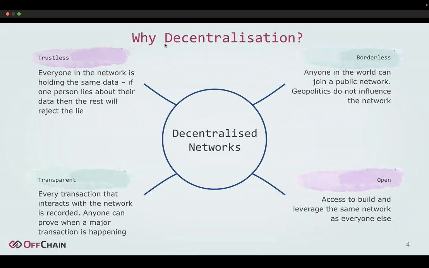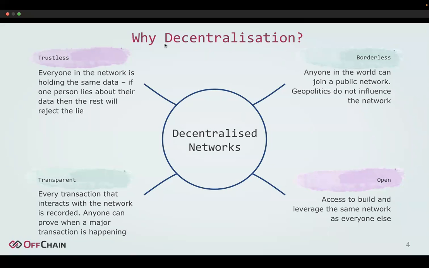Second is borderless. Because it's a network of node operators behind the blockchain, it's not confined to any specific country or geographic location. For instance, right now with the war happening in Ukraine and Russia, if you are trusting a centralized data provider and they have a data center in Ukraine, then you will experience problems viewing the data. The other thing is that everyone else can also join this network from anywhere else in the rest of the world.